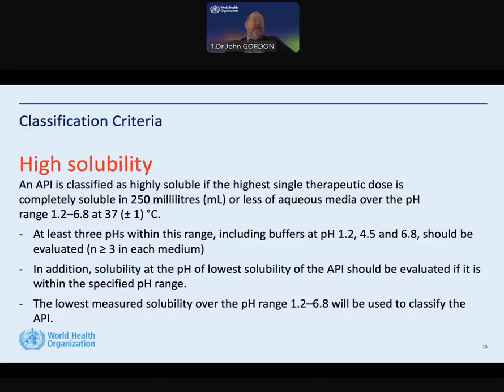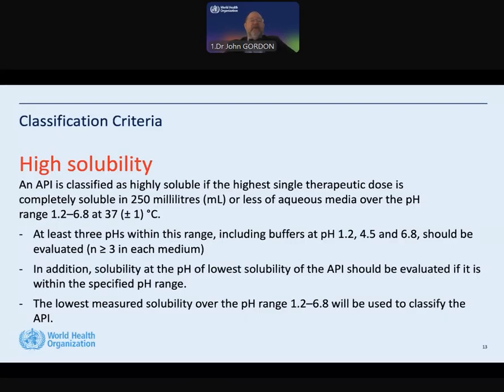Let's talk about solubility. High solubility. An API is classified as highly soluble if the highest single therapeutic dose is completely soluble in 250 milliliters or less of aqueous media over the pH range of 1.2 to 6.8 at 37 degrees Celsius. So, those of you familiar with the BCS will be familiar with that definition.